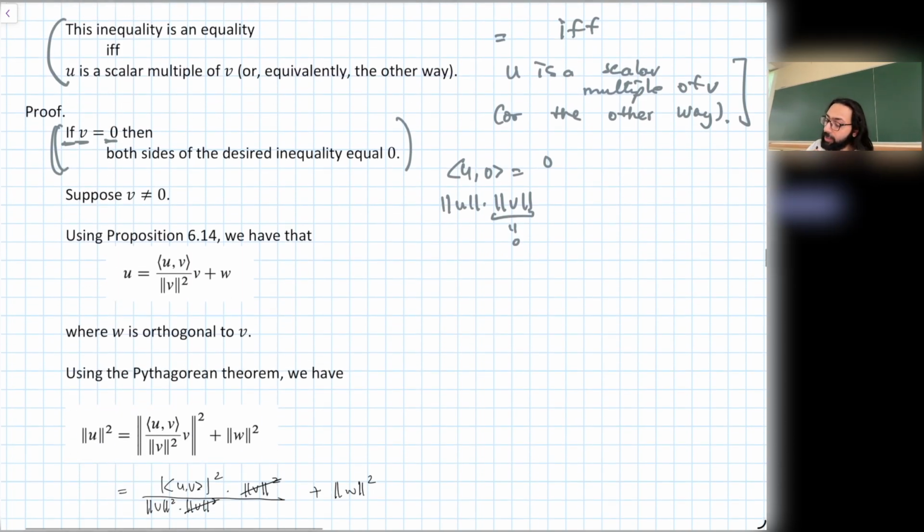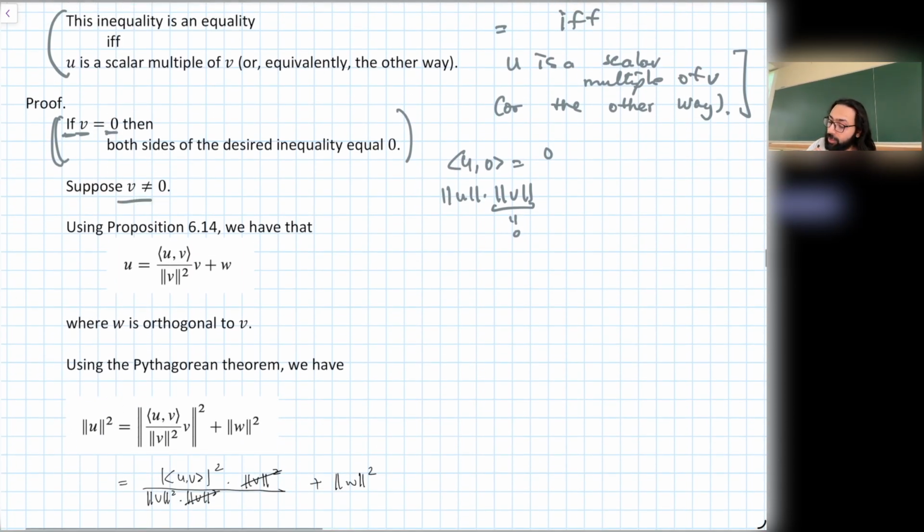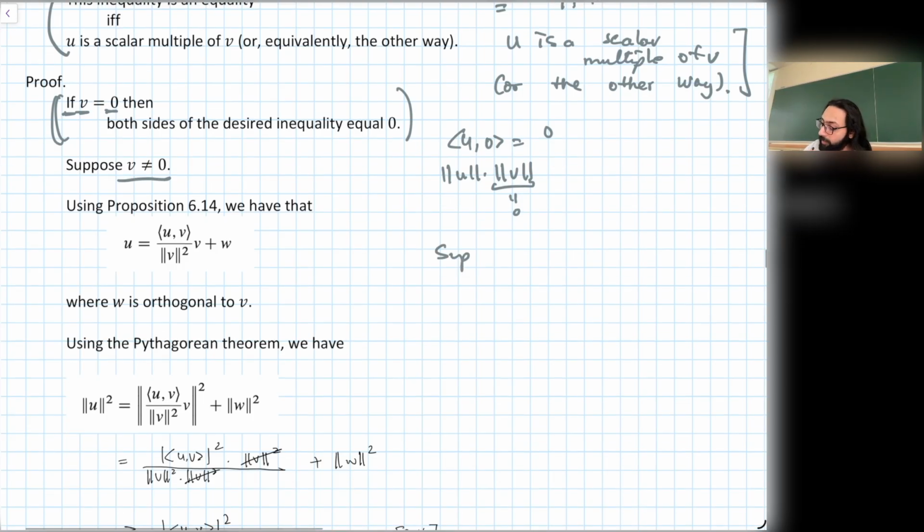All right. So now let's do the non-trivial case. Suppose that V is not equal to 0. Let me make some space so I can write it down.